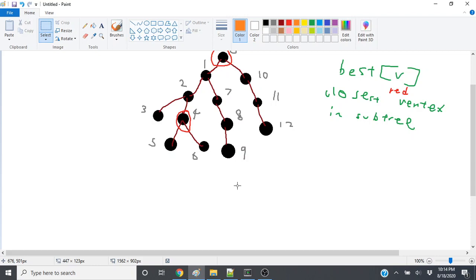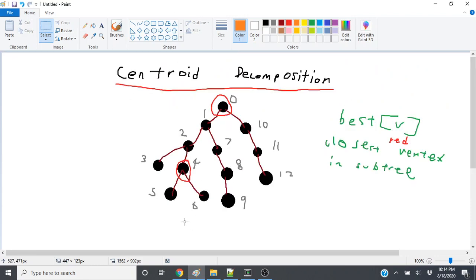Anyway, so now let's assume this change is permanent and this is permanently red. And in fact, every update is permanent. That is, once you set a vertex to red, it will always be red. You'll never set it back, which is also important.